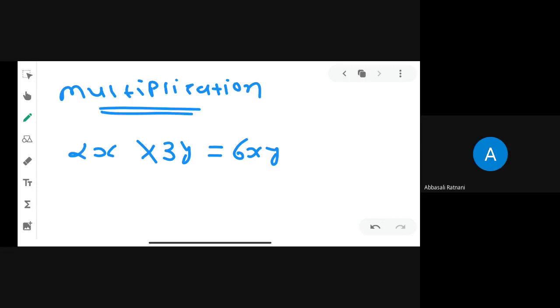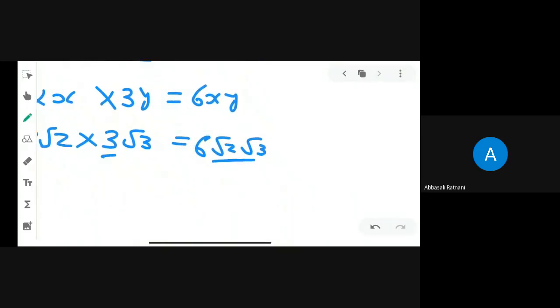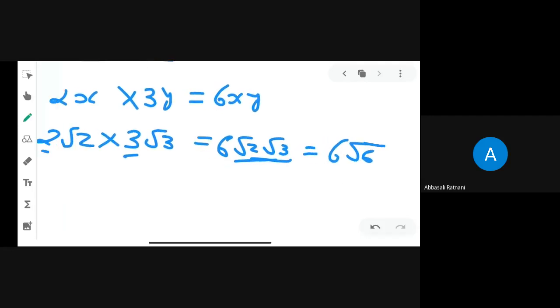So like this, if you have two irrational numbers, like 2 root 2 into 3 root 3, what is the answer? 2 3s are 6, into root 2 into root 3. Now if we have two numbers which are not perfect squares and they are in multiplication, we can multiply them. 2 3s are 6, so it is root 6. Clear all of you? Yes, sir.